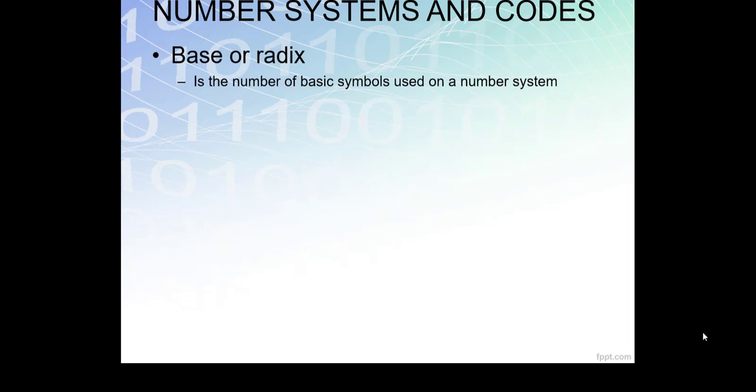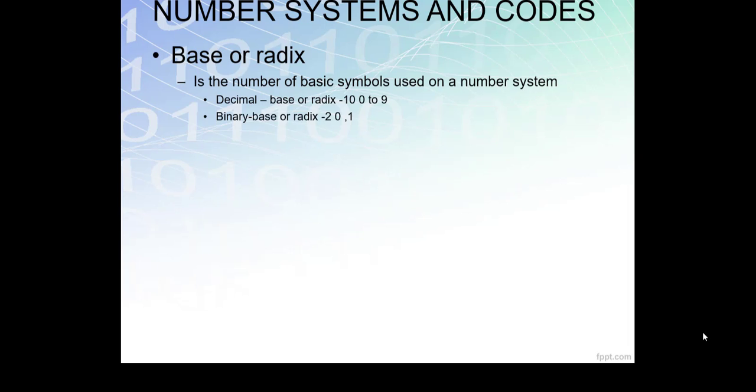Base or radix is used for converting a number system from one number system to another number system. Okay, so with this idea next we have to define an example. For example, decimal is having the base or radix of 10, with numbers varying from 0 to 9.